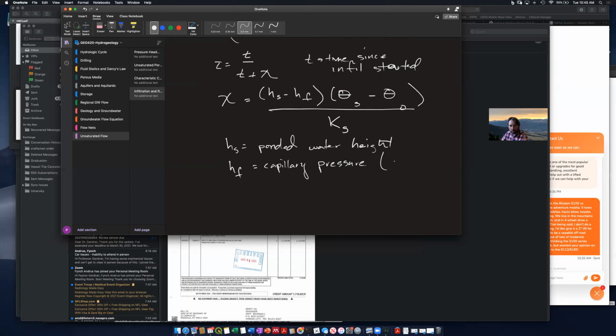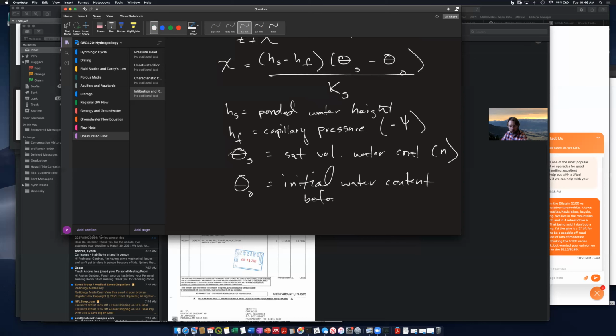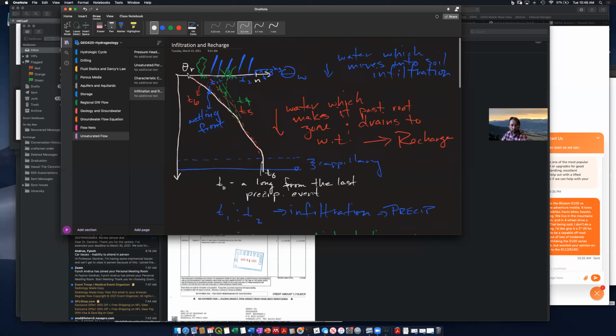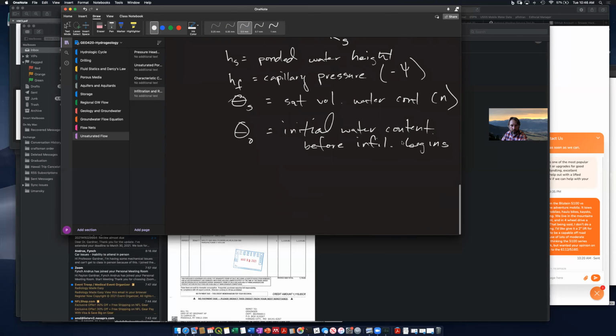Theta sub naught is equal to the initial water content before infiltration begins. So in our scenario up here, it would have been theta sub R. Our infiltration started, we were at theta sub R. But we could have had another rain event here at time 3 and we wouldn't have drained all the way back to theta sub R, for example. So this is the initial water content in the surface before infiltration begins.